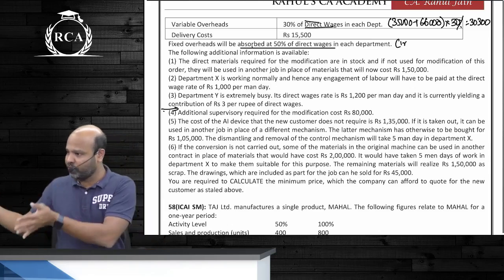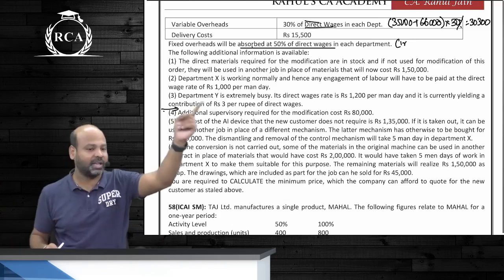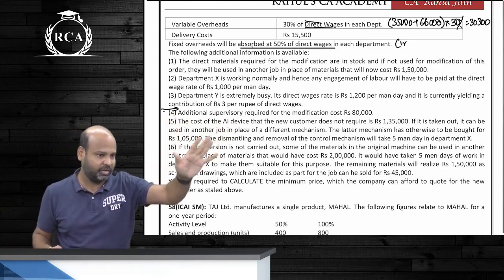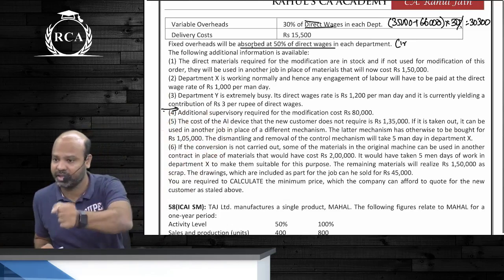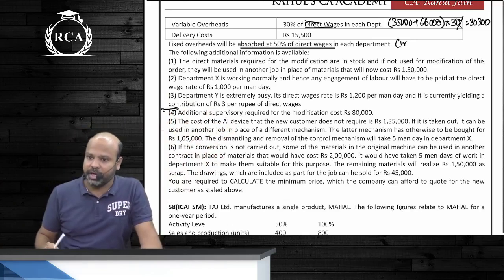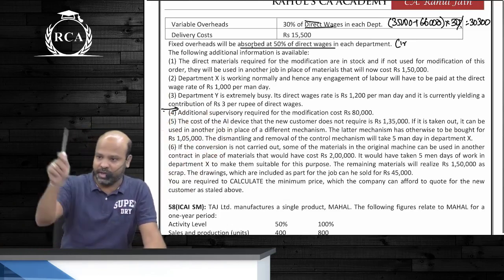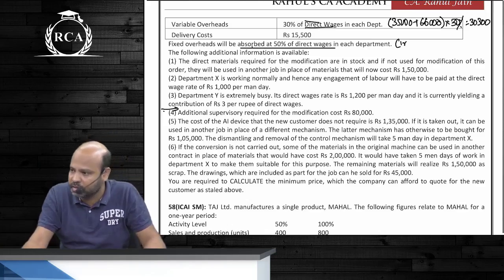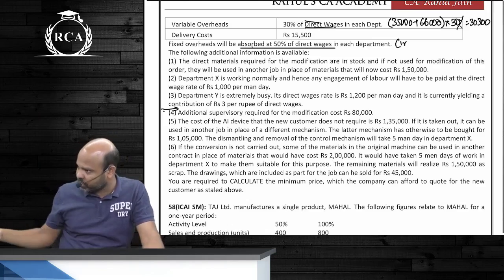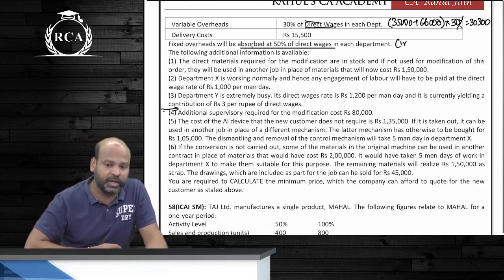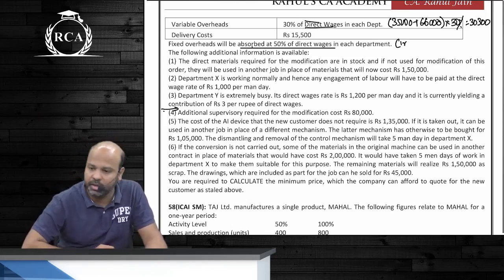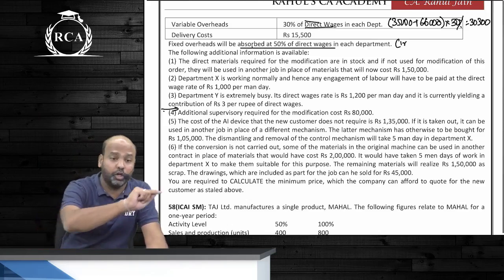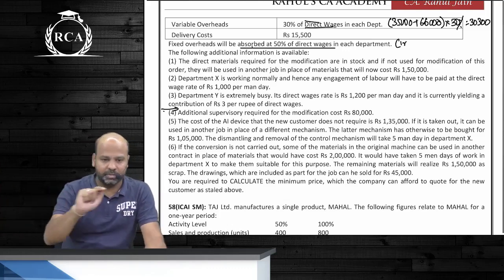So if you remove the AI device from here, I will save 1,05,000, but I will spend 5,000 and I will spend 1,500. What is my net saving? 98,000. That I will take as saving here. If I remove the device from here, how much am I saving? 98,500. Okay, guys?